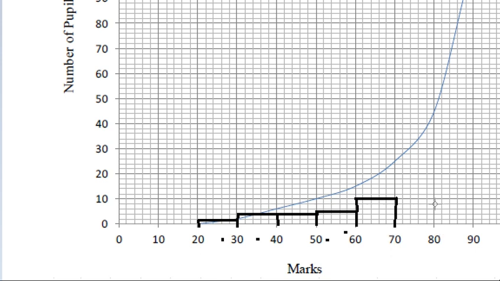Between 70 and 80, the ogive goes up to 44 roughly. So the actual frequency in this class is around 19. 19 is a touch under 20. So this bar will be somewhere here, maybe a bit higher. Something like that.